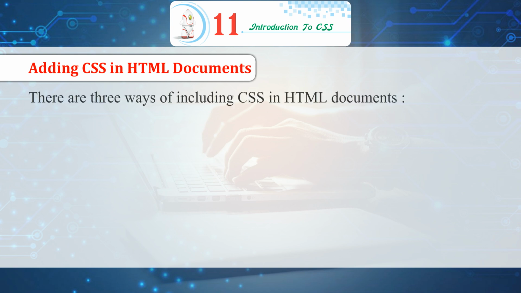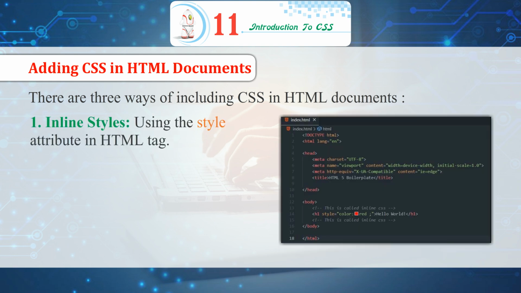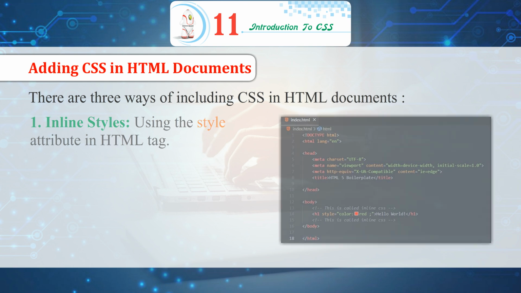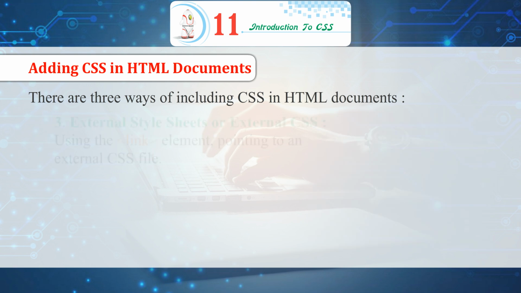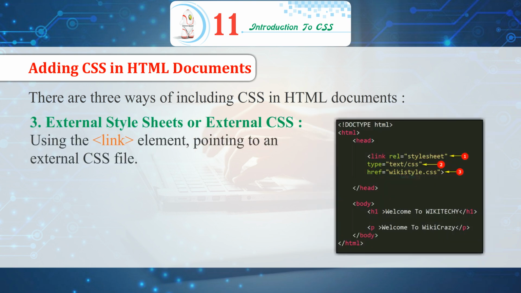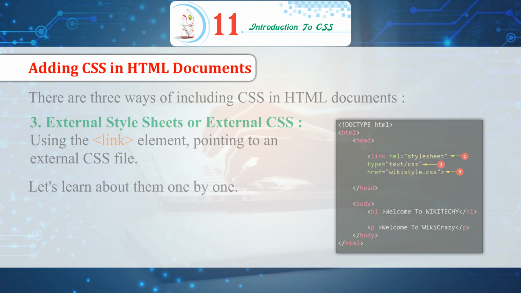Adding CSS in HTML documents. There are three ways of including CSS in HTML documents. 1. Inline styles using the style attribute in HTML tag. 2. Embedded styles or internal CSS using the style element in the head section of a document. 3. External style sheets or external CSS using the link element pointing to an external CSS file. Let's learn about them one by one.